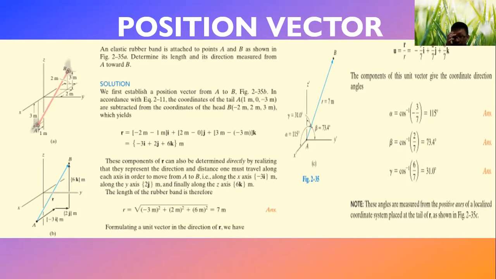So by taking the anti-cos of the values, we can get the alpha, beta, and gamma of the A and B. So this one, as you can see in the right diagram, figure 2-35, depicts the angles of the AB position vector from the origin.